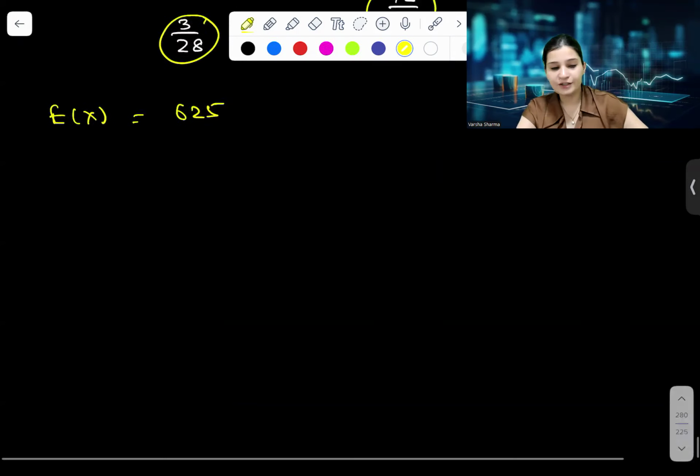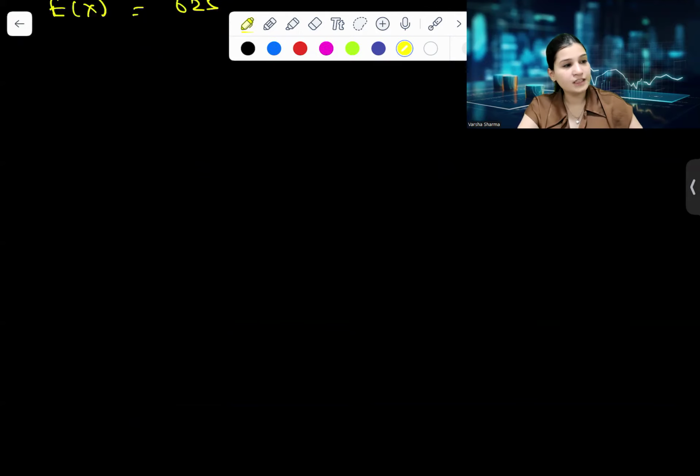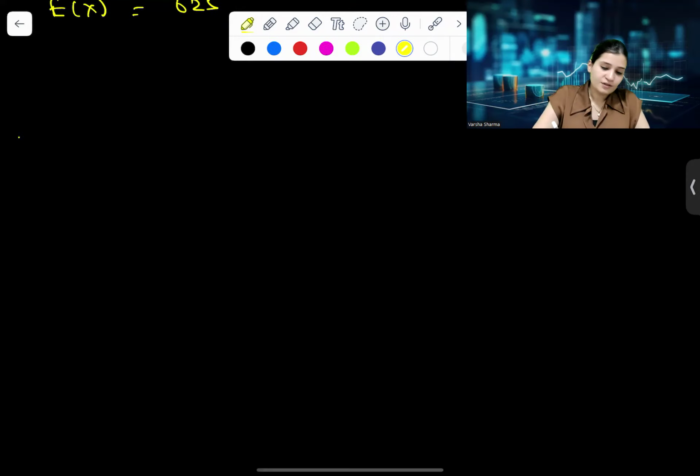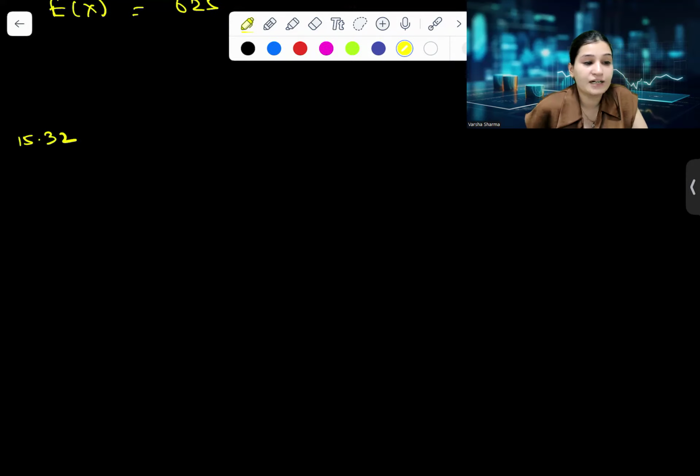Okay. 15.32. Learn the sum, 15.32. I'll give you a hint. You need to learn this. It says a number is selected at random from a set containing the first 100 natural numbers, and another number is selected at random from another set containing the first 200 natural numbers. What is the expected value of the product? Expected value of the product is E of X into E of Y. So I'll find out their individual expectations and I'll multiply.